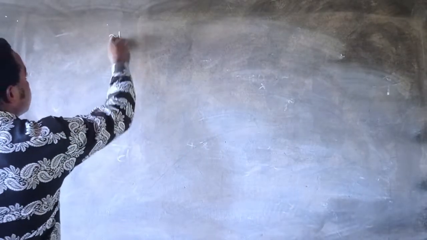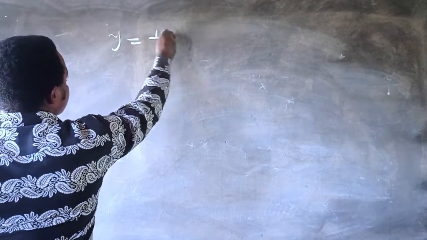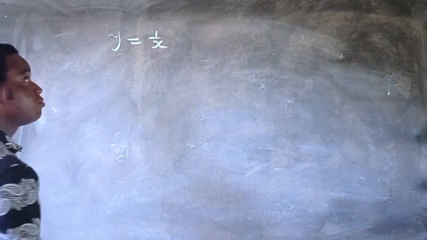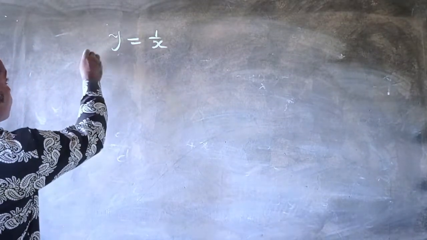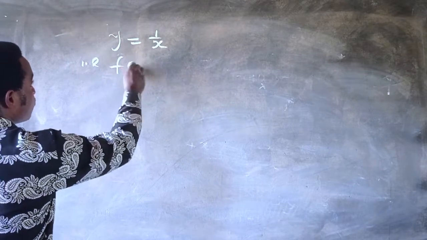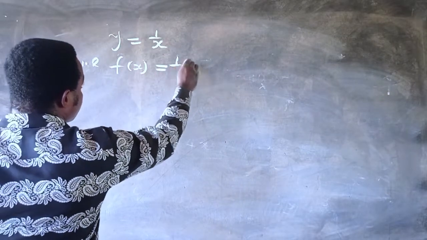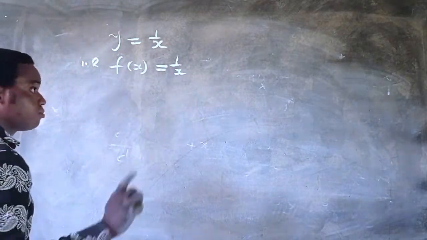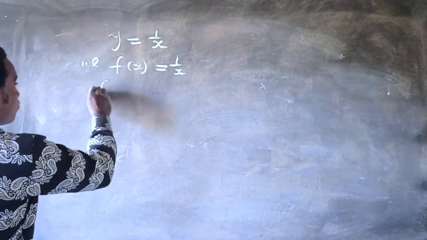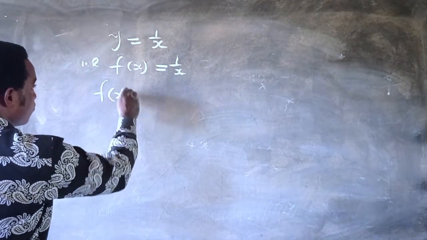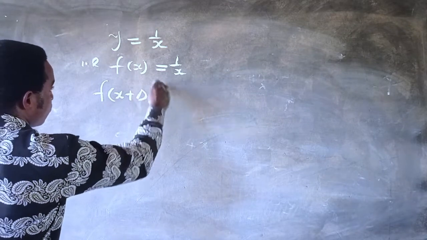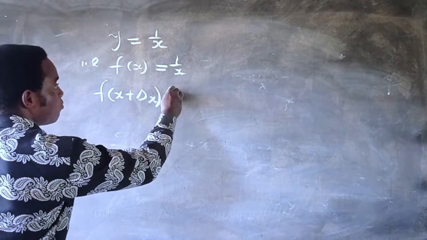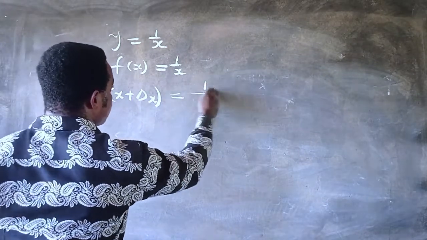Now let's go on and see another problem. In this case, y equals 1 all over x. Remember, y is a function of x, and the function of x we have here is 1 all over x. The next thing we're going to need is f of x plus delta x. Hope you remember the formula. So what would f of x plus delta x be? That would be 1 over x plus delta x.